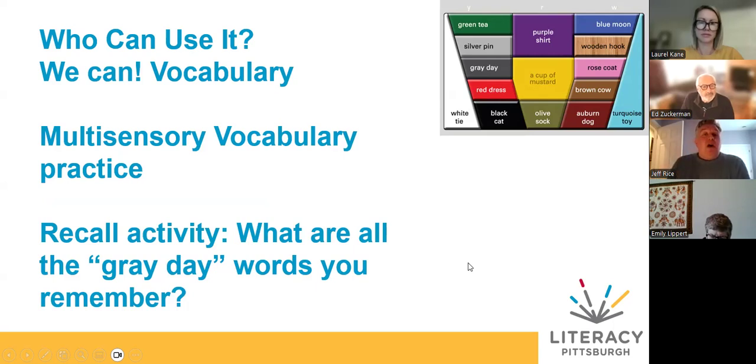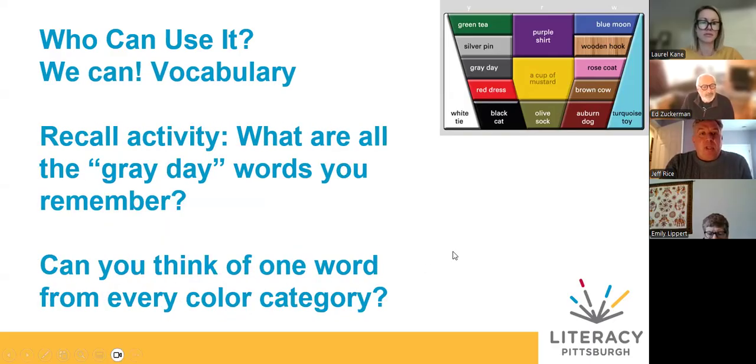Right? So recall activity, what are all the gray day words you remember? Or can you think of one word from every color category? Something like that.